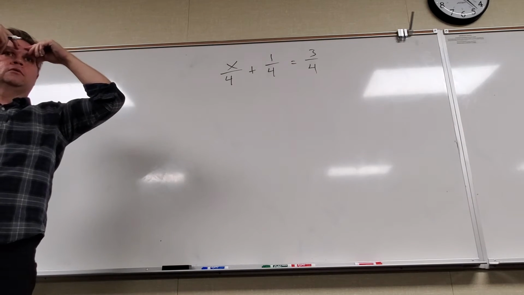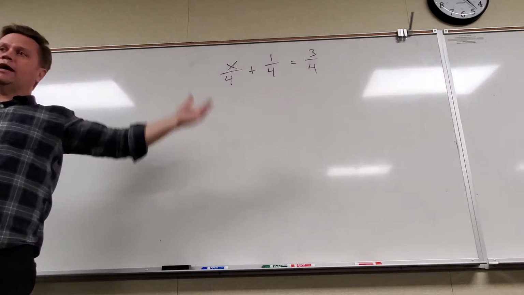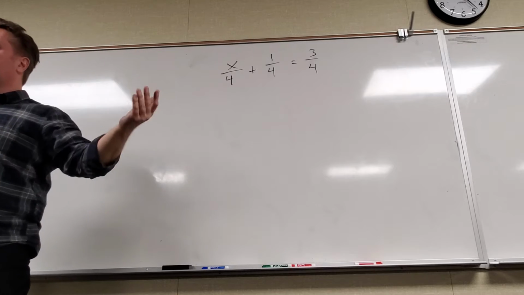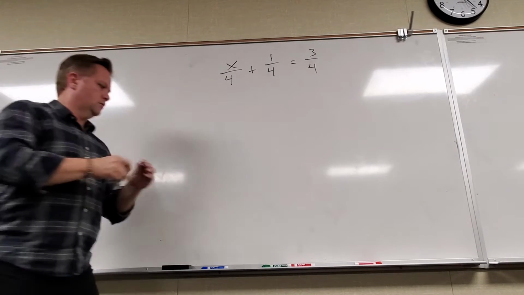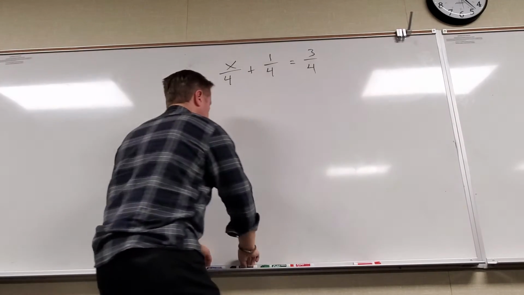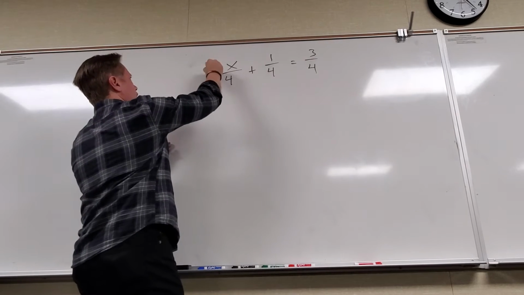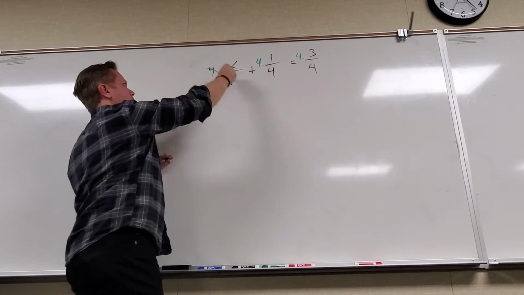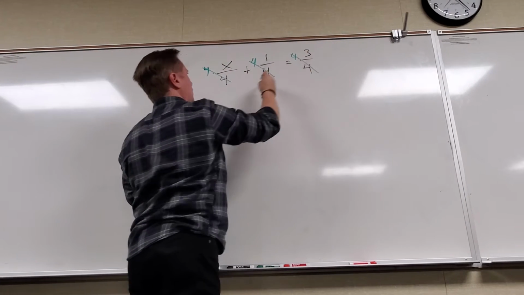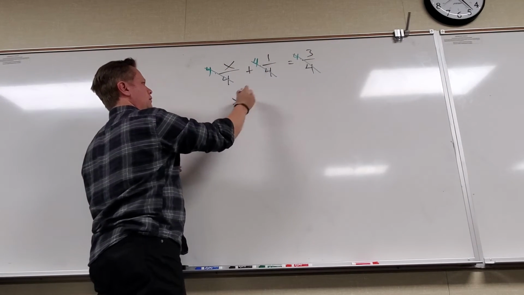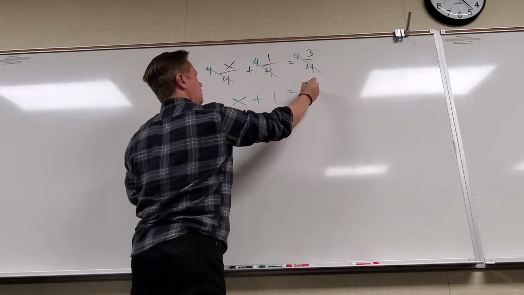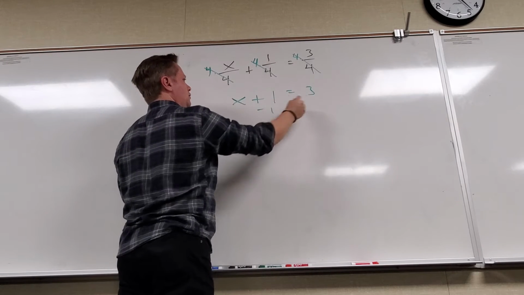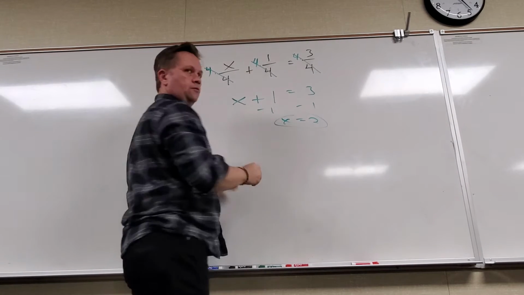Multiply by 4. If everything's being divided by 4, if I multiply everything by 4, those are going to cancel out. So if you multiply everything by 4, they cancel, cancel, cancel. What are you left with? X plus 1 equals 3, and then you got a nice little yay, right?